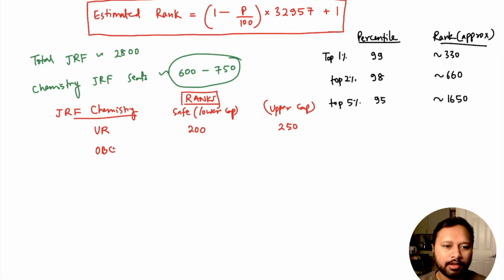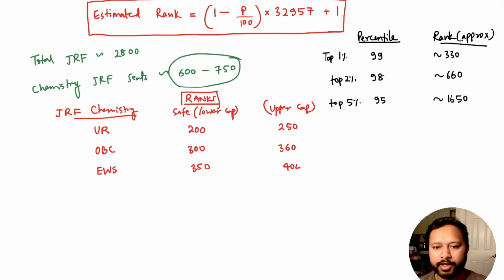For OBC, the lower cap, the safe rank, is 300. So if your rank is better than 300, you can consider yourself to be JRF qualified. The upper cap is 360. For EWS, this goes like 350 and the upper cap is 400. This is just a speculation based on the previous results and all.